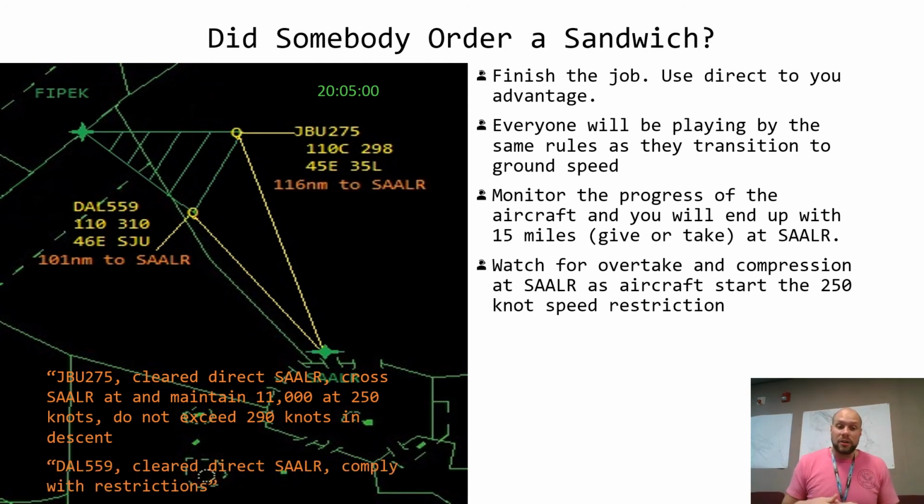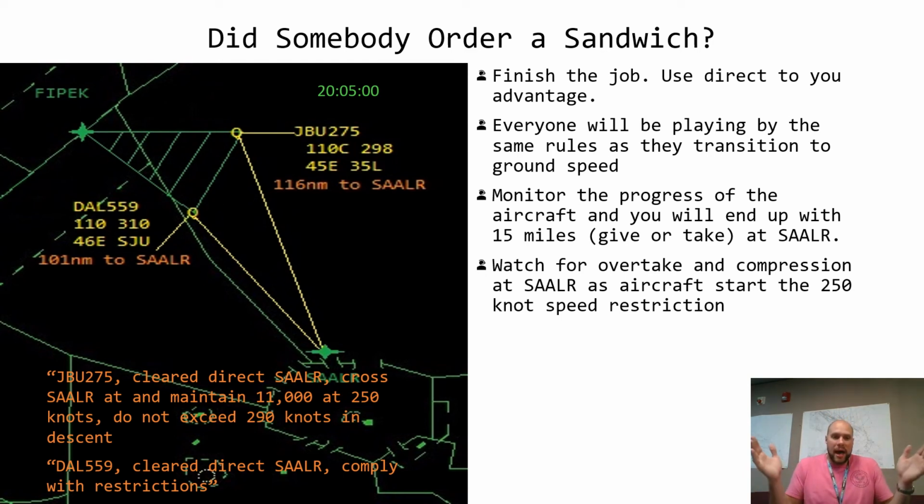Delta 559, clear direct Sailor, comply with restrictions, right? So now you have them both aimed at Sailor, right? Delta 559 will not hit Pling and join Route 7, right? They are now going to make a slight smidge of a southeastbound turn and go towards Sailor. So good job with this, right?